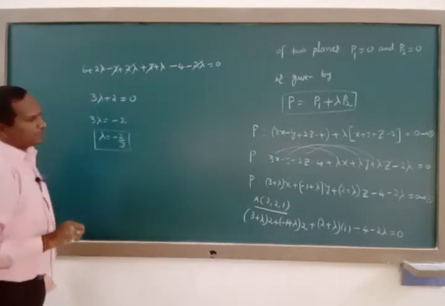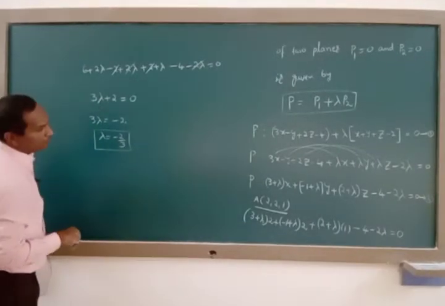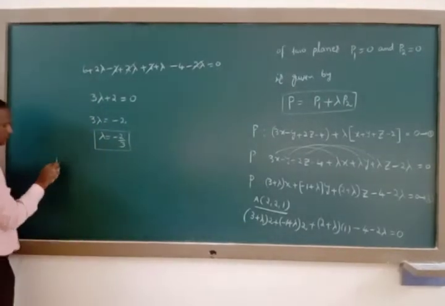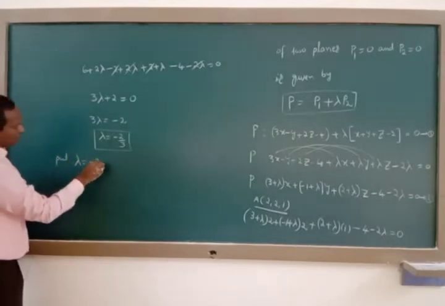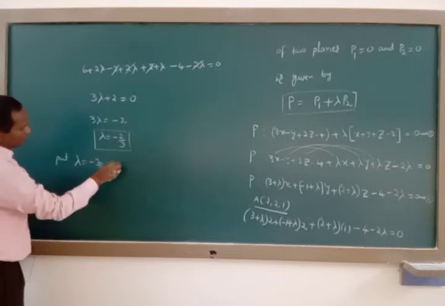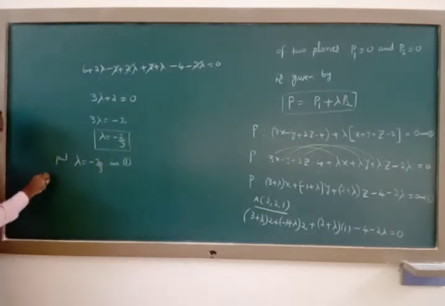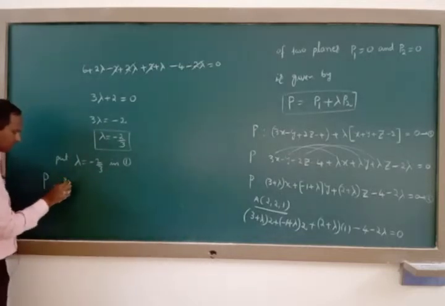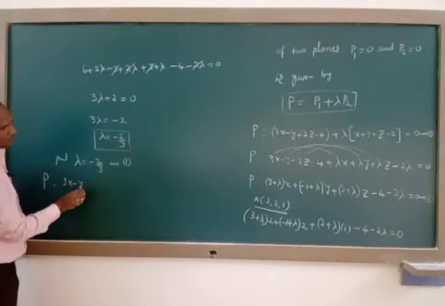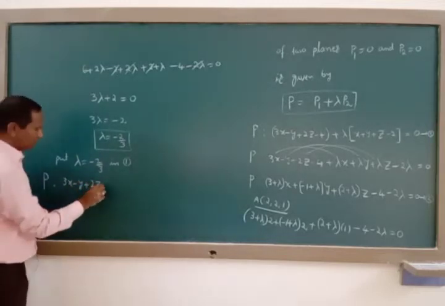After getting this lambda value, put it in equation 1, and you will get the required equation of the new plane. Put lambda is equal to minus 2 by 3 in equation number 1. Equation number 1 becomes the new plane equation P: 3x minus y plus 2z minus 4.